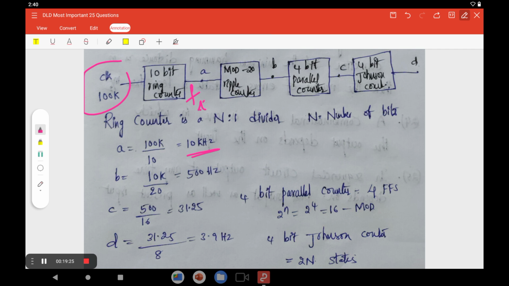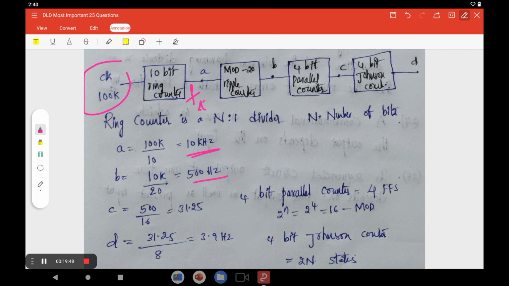That A is connected to the input of the second one. Therefore, the input frequency of 10 kilohertz is divided by the mod 20 counter. Dividing 10k by 20, you will find 500 hertz. The same consideration applies to the next one, the 4-bit parallel count.